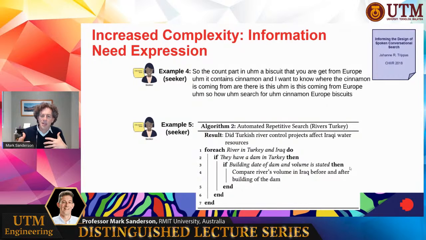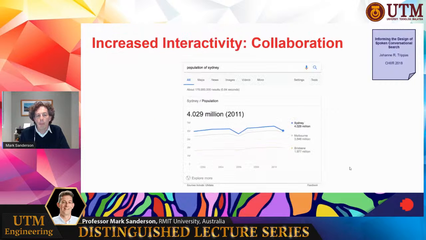So for example, a seeker giving the intermediary a search task that almost was like an algorithm. You know, try and find rivers in Turkey and Iraq that have dams, and essentially asking the intermediary to run a repetitive search. So there was quite a lot of offloading of cognitive effort from the seeker to the intermediary when you were interacting in this particular mode.